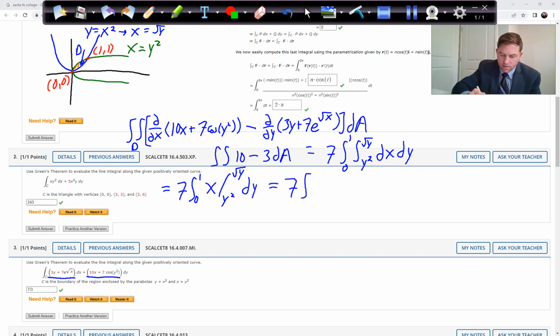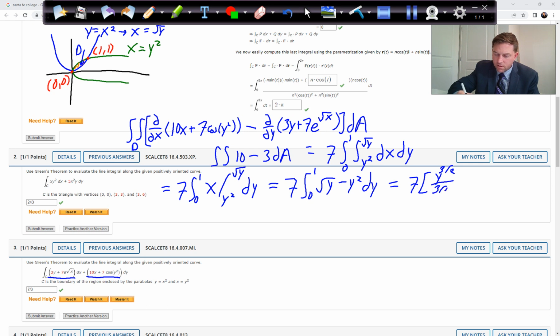which is 7, 0 to 1 of root y. So we're replacing x with the upper limit and lower limit. So it's square root of y minus y squared. And that's going to be 7. That's really y to the 1/2. So if you take the antiderivative of y to the 1/2, it's y to the 3/2 over 3/2. Minus y squared would be y cubed over 3. But we're going from 0 to 1.